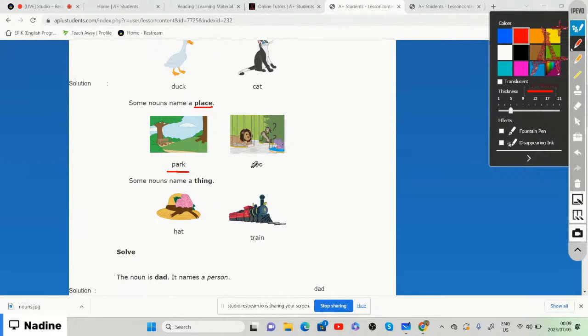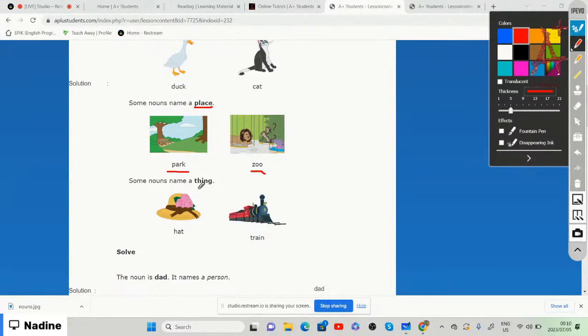Zoo. The zoo is full of animals, right? Because the zoo has lots of lions. So the zoo is also a place that is being named. And at the zoo, we will find different animals.